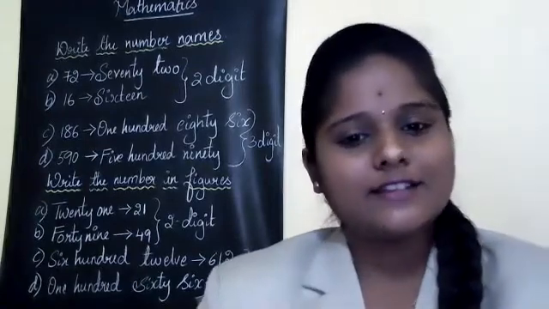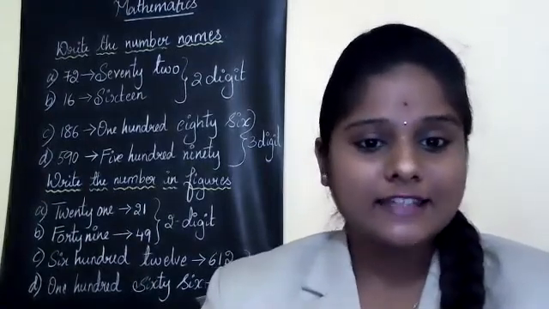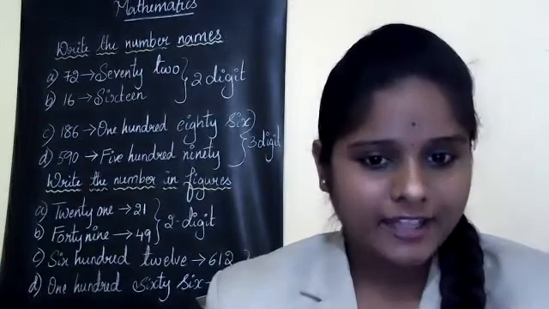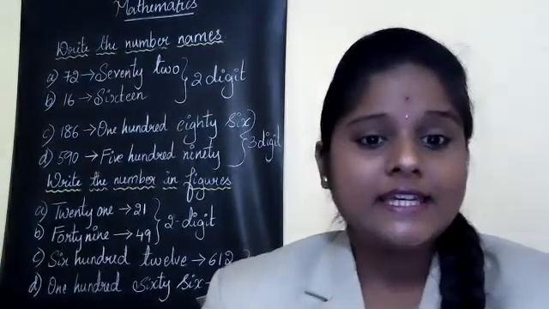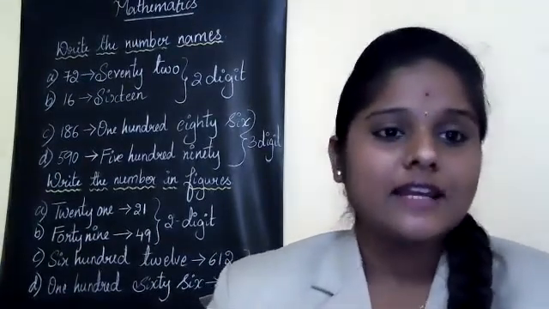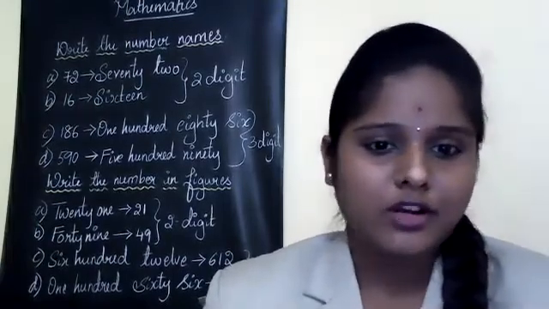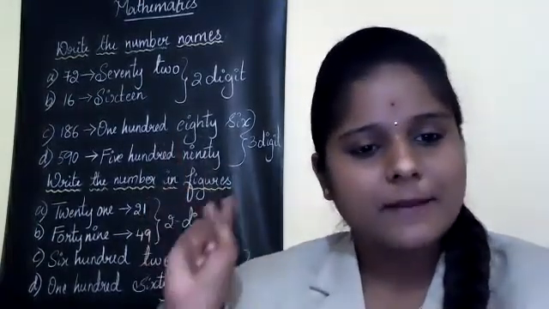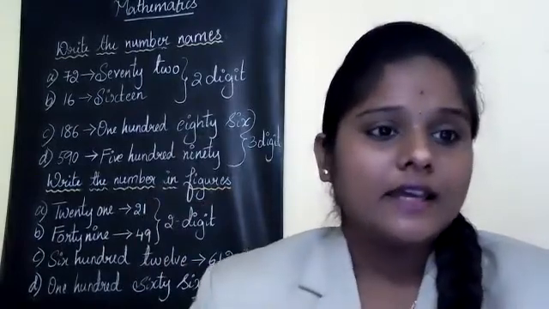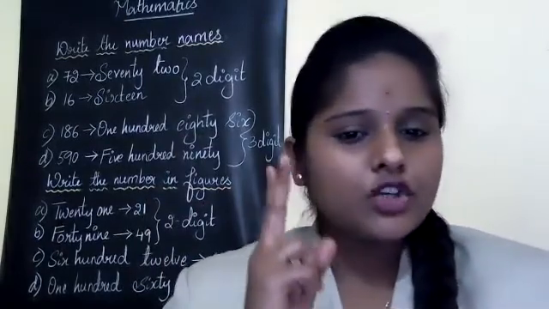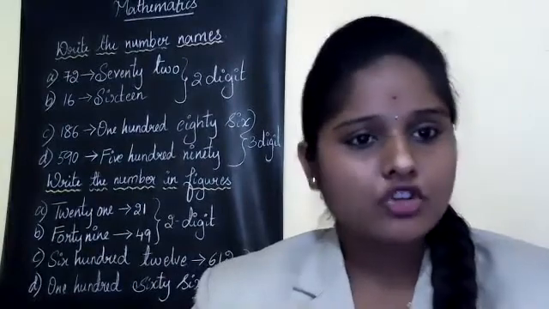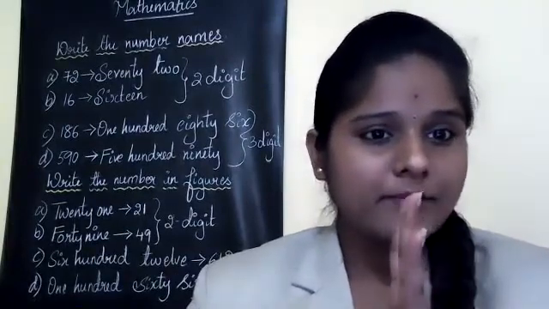And how to write 16 in words? Yes. S, I, X, T, double E, N. Okay. So the first example and second example are examples of a 2-digit number. Now shall we move on to a 3-digit number?